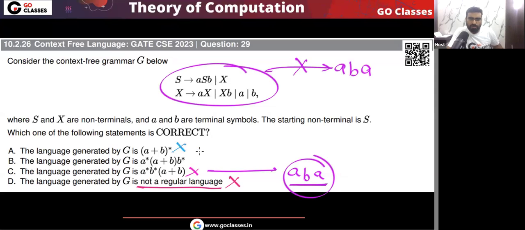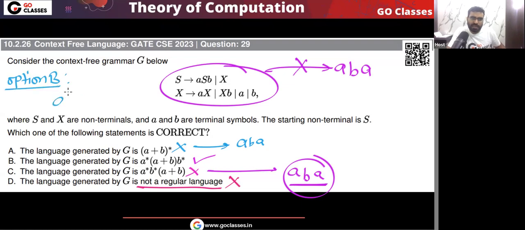Option A is also gone, because from option A, I can generate A, B, A, but here I cannot generate ABA. So which option is correct? You can see option B is correct. What is option B saying? Look at option B. What is option B saying?